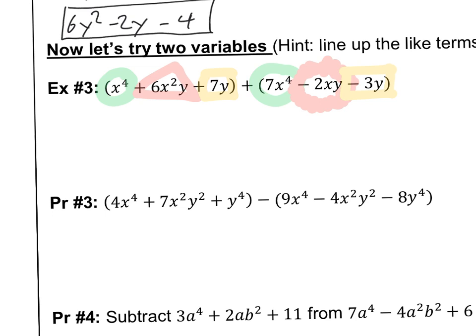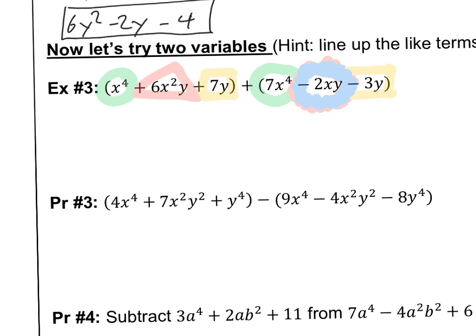But I do have a problem. Maybe I should even use a different color here. To see that those do not match. So when I go to line these up, I cannot line up this one and this one because they're not the same terms. This is an x squared y, this is an xy. These are different things entirely, and so I can't add or subtract them together. Okay, I'm just adding, so I don't have to worry about distributing any negative, but I could see down here in practice 3, you're going to have to think about that. So let's go ahead and line things up and go for it.